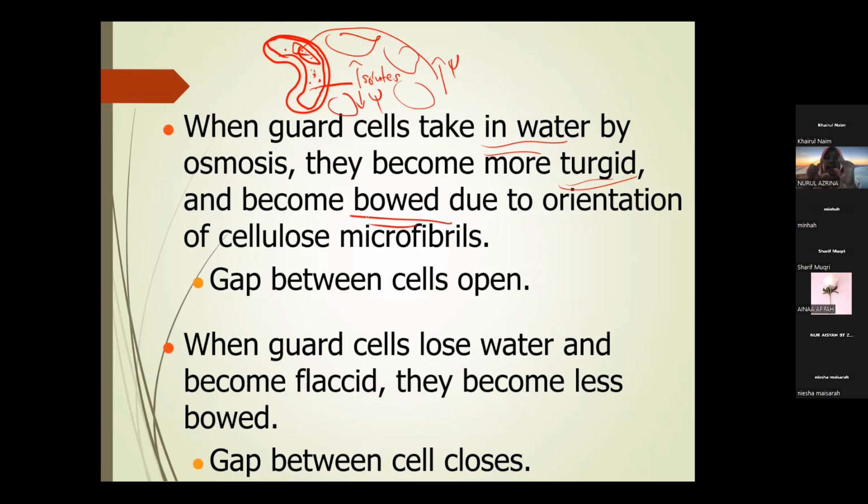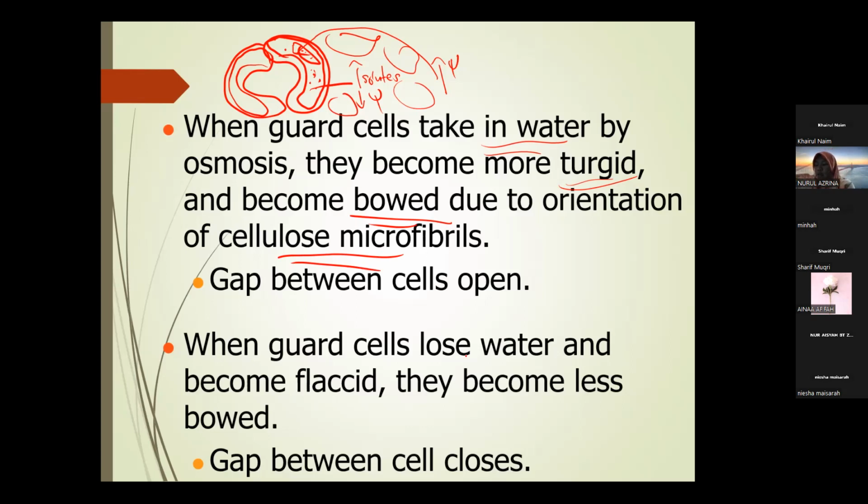Nampak tak? Bentuk dia akan jadi melengkung macam yang dia lukis tu. Dia jadi melengkung. Alright? It bulges due to the orientation of cellulose microfibril. Dia akan terpaksa melengkung. One of the factors is the cellulose microfibril that is radially oriented. Kan? So dia macam seolah-olah terpaksa ke tepi. Widening like that. Okay? And thus the gap between the cells opens.